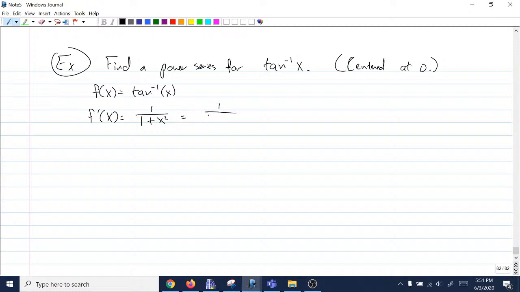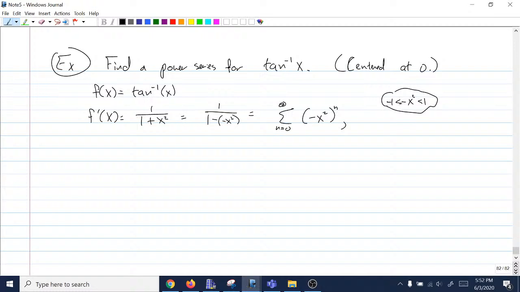Yeah, I can make that as 1 over... I want it to be 1 over 1 minus something. This thing is 1 over 1 minus negative x squared. Aha, that's going to be the sum of negative x squared to the n, from n equals 0 to infinity. And it converges when negative x squared is between negative 1 and 1.